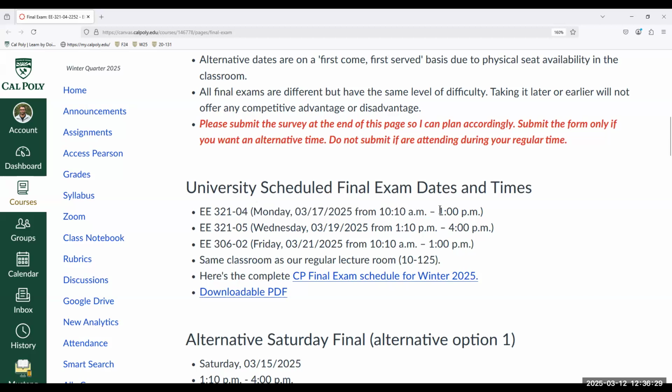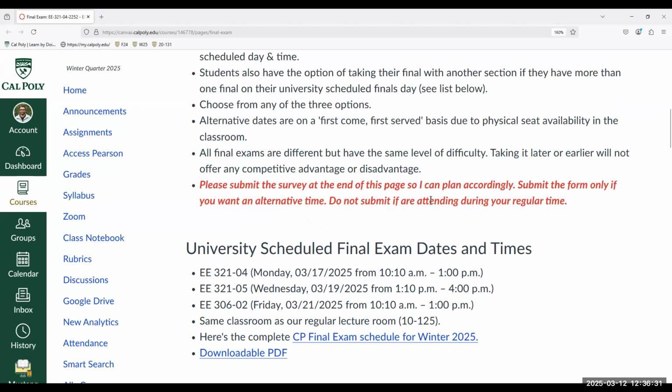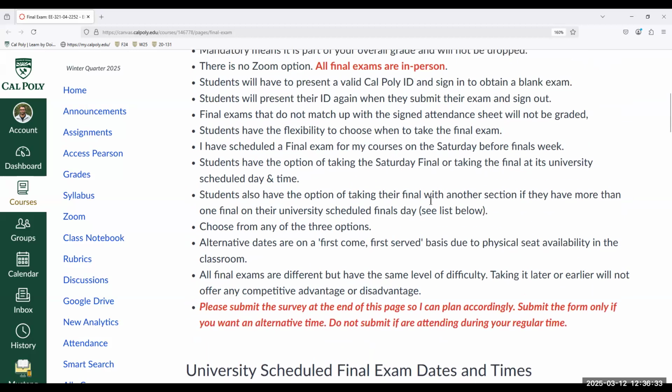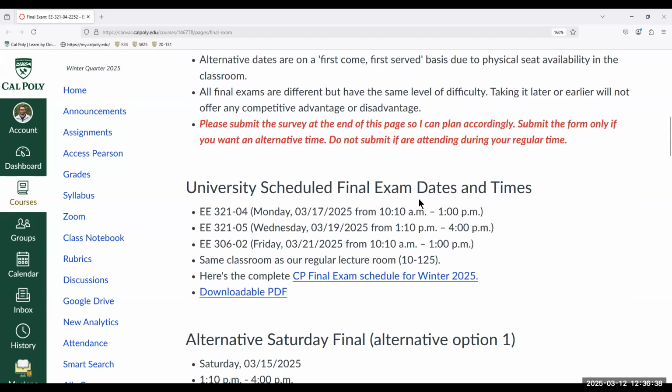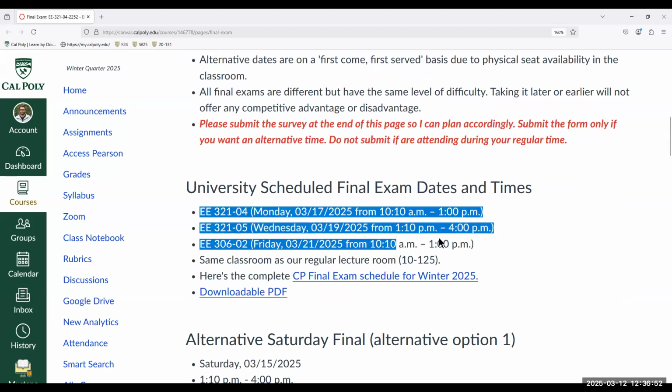17th from 10 to 1. Okay, again, these have been here on the first day of class. So yeah, Monday. If you don't want to take it on the Monday, you have two other options. You can take it on a Wednesday with the other section or on a Friday with my other class, right? Both of them are in this classroom. So again, the university scheduled final exam dates and times always take place in the same classroom where you took the class, the official classroom.